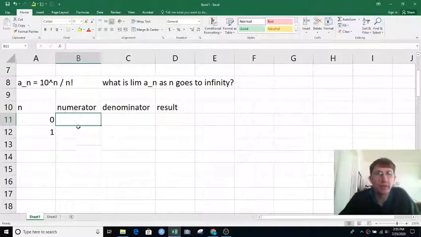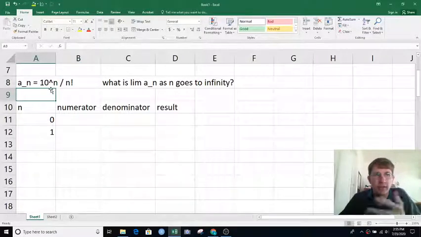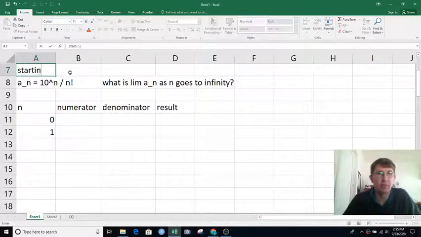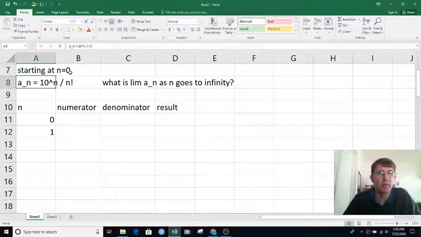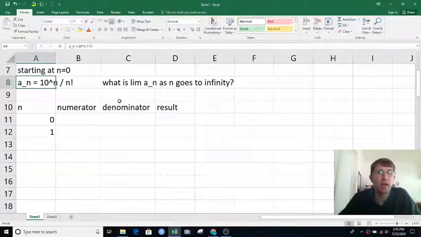Let's look at using Excel to do some of our calculations when we're exploring the behavior of a sequence of numbers. So let's say I have this specification of a sequence, and let's say it says starting at n equals 0. We'll put that up here. Suppose we're wondering what's the limit as n goes to infinity, and what's the overall behavior, not just the limit.